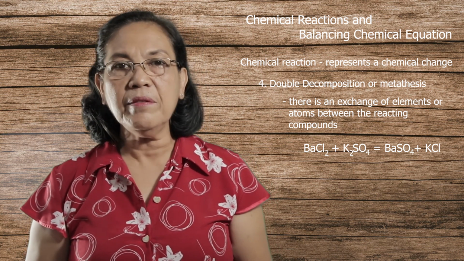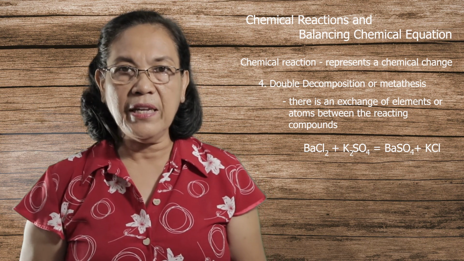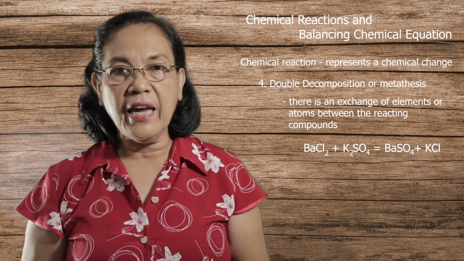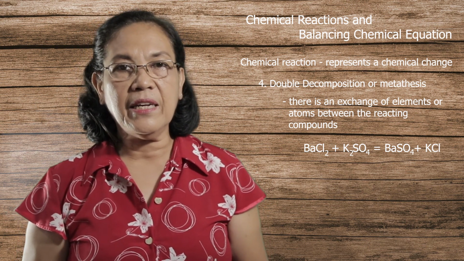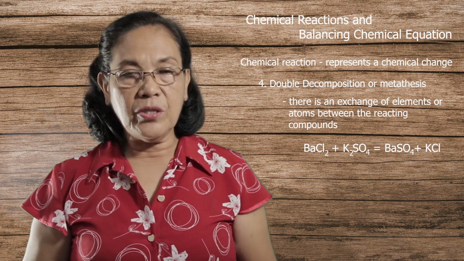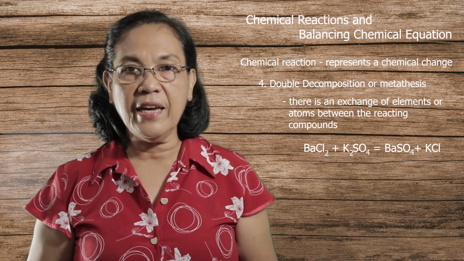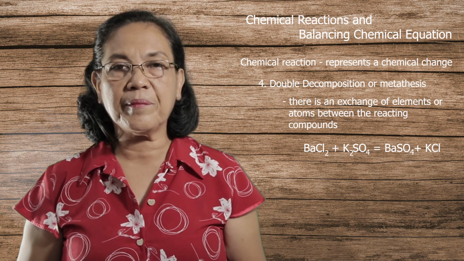Now, barium will take the sulfate from potassium sulfate, and potassium will take the chlorine of barium chloride. So the products formed are barium sulfate and potassium chloride.